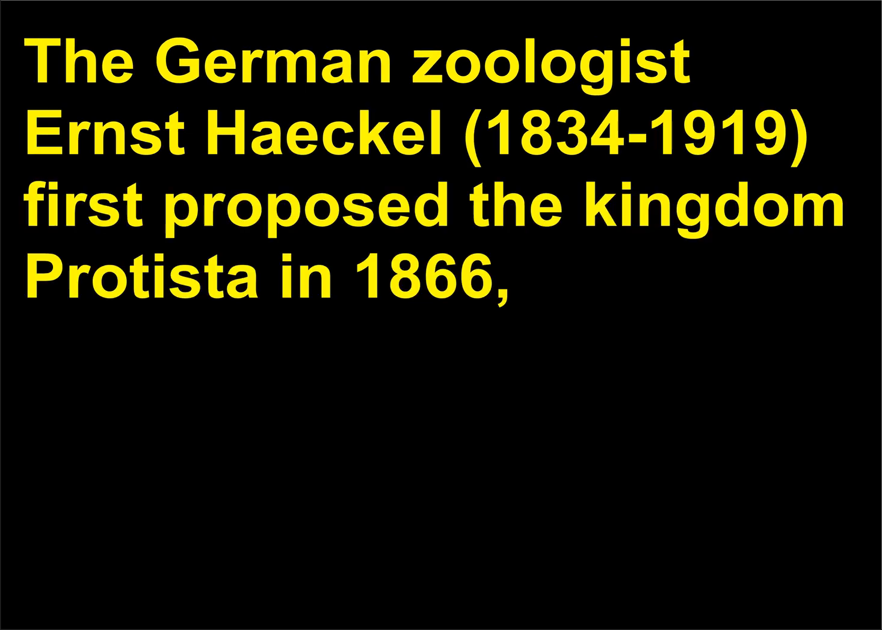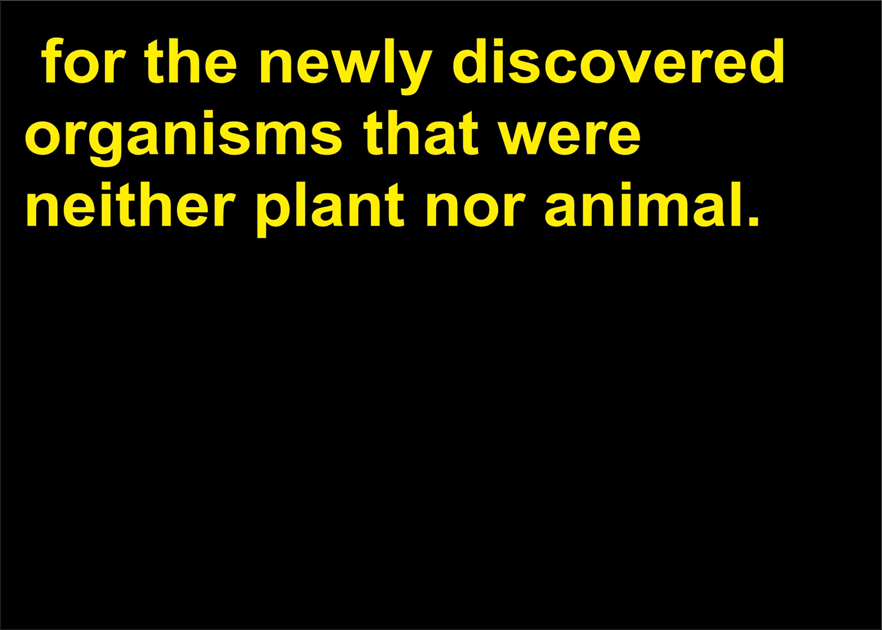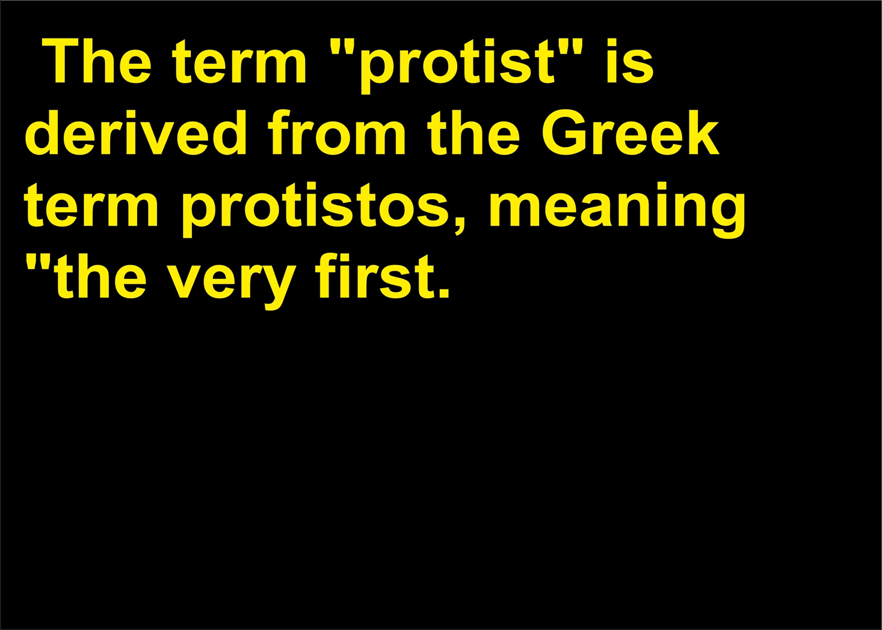Who first proposed the kingdom Protista? The German zoologist Ernst Haeckel, 1834–1919, first proposed the kingdom Protista in 1866, for the newly discovered organisms that were neither plant nor animal. The term protist is derived from the Greek term protistos, meaning the very first.